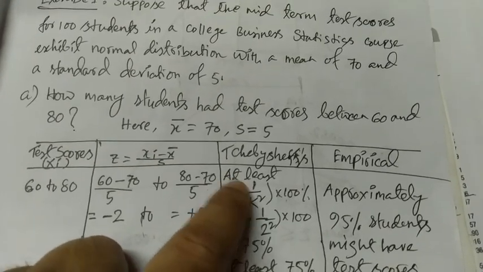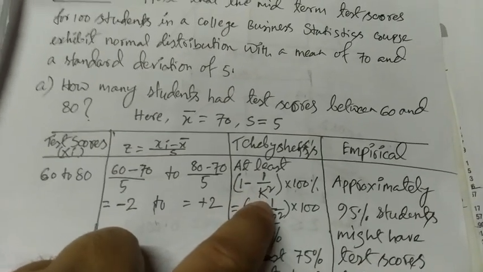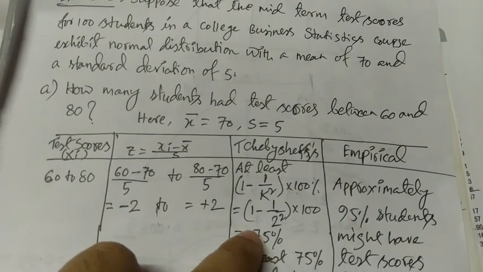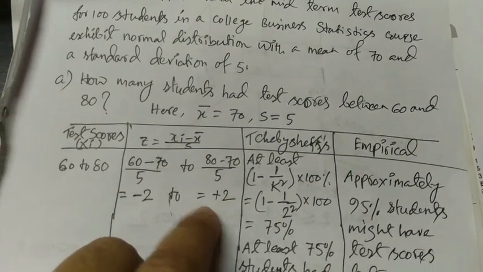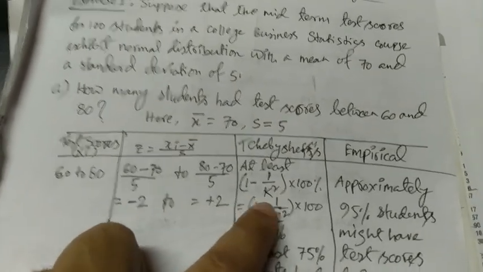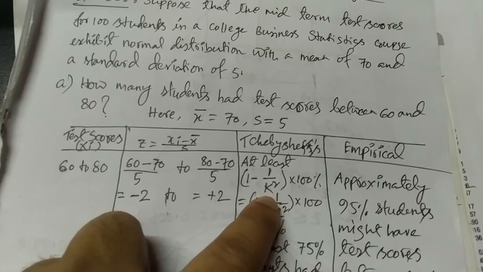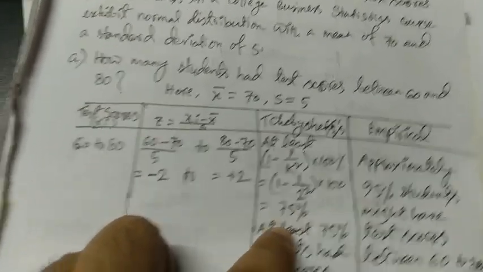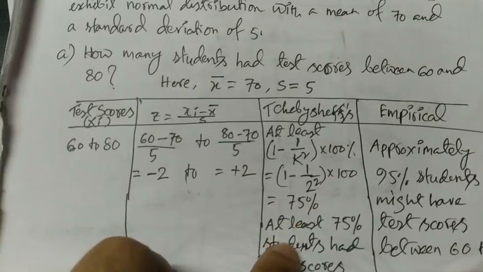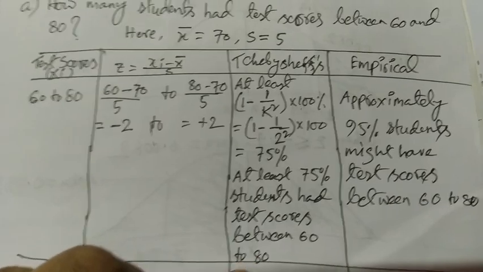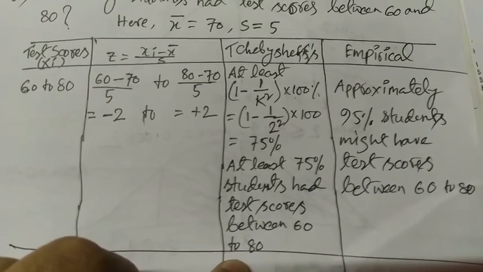Chebyshev's theorem says that at least (1 minus 1 upon k square) times 100% of the data falls within that range. Now we can see here the absolute value of z is 2. That means in Chebyshev's theorem k is 2. That means 1 minus 1 upon 2 square into 100%. If you calculate it, you will get 75%. That means at least 75% of students had test scores between 60 to 80.